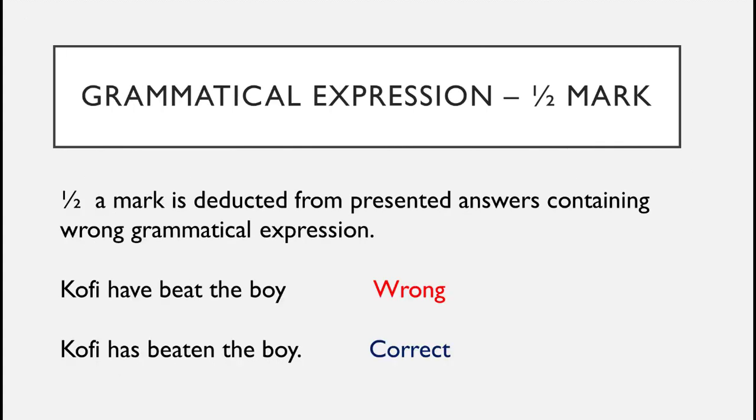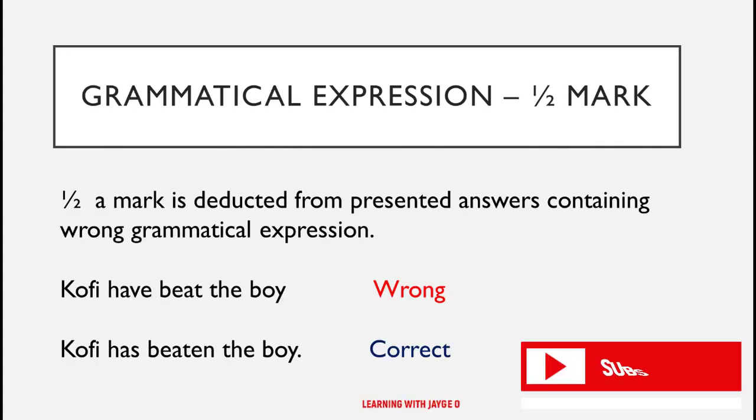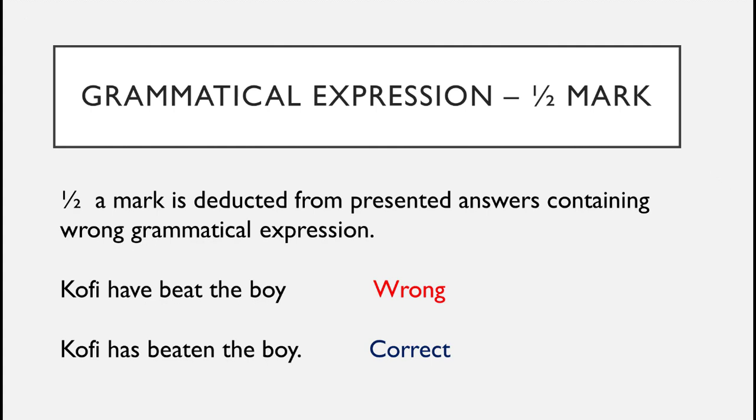Rule number 5. Grammatical expression. Wrong use of grammatical expressions attracts a penalty of half a mark. When meaning cannot be made out of your presented answers, or better still, there is no agreement between the words in your sentences, marks will be deducted. Example: Kofi have beat the boy. This statement is grammatically wrong. What you can say is, Kofi has beaten the boy. Construct very good sentences to avoid deduction of marks.